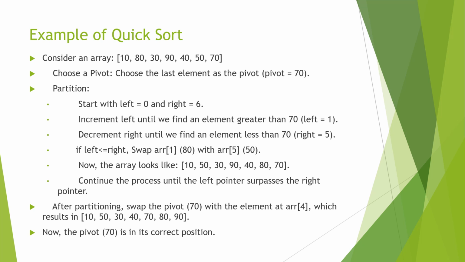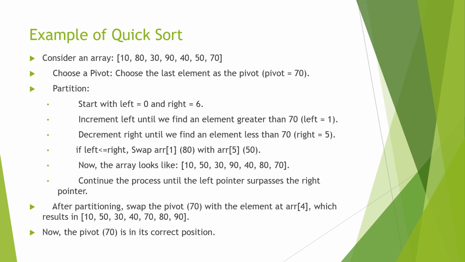Let's now discuss one example for this. Consider these elements: 10, 80, 30, 90, 40, 50 and 70. Let's choose the last element, 70, as the pivot element. First we set the left pointer from the beginning, that is left is equal to 0, and the right pointer from the n minus 1 position, that is equal to 6.